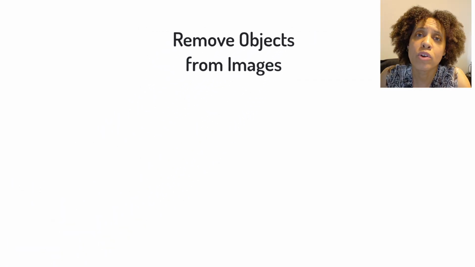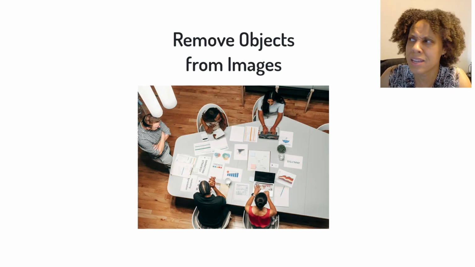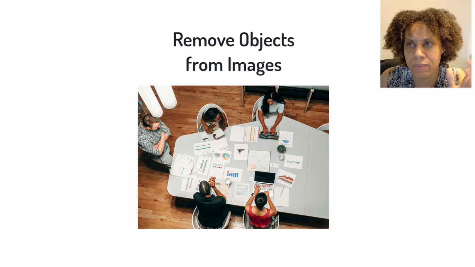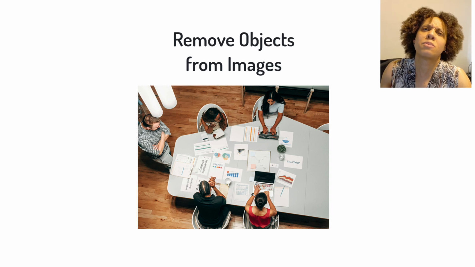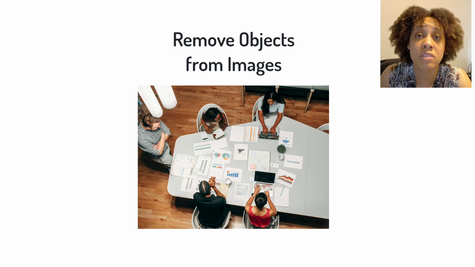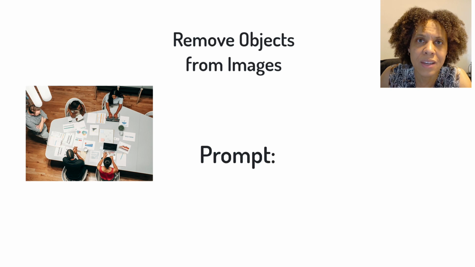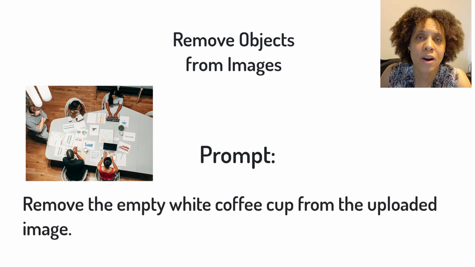Next up, we have removing objects from images. Now, say you're taking a group shot and there's something in there you don't want, like somebody photobombed or some type of cup or anything in there that you don't want. You can remove objects with Nano Banana. So in this picture, hey guys, let's put a picture on social media. We want to look like we're working, but Carl, you have this empty coffee cup. They know we're faking it. Let's take that coffee cup out. Remove the empty white coffee cup from the uploaded image.